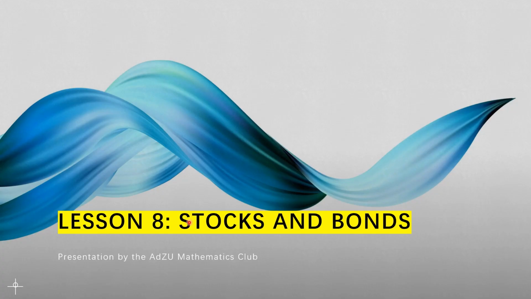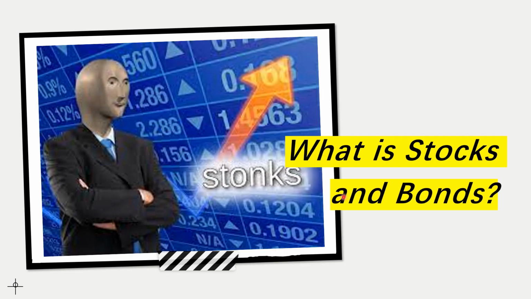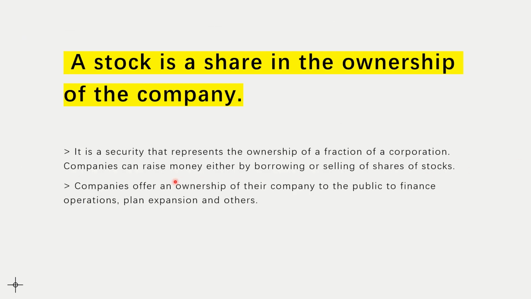Hello there, and today we'll be talking about Lesson 8, Stocks and Bonds. What is stocks and bonds? A stock is a share in the ownership of the company. It is a security that represents the ownership of a fraction of a corporation. Basically, you're buying into the company by buying a fraction of their ownership.